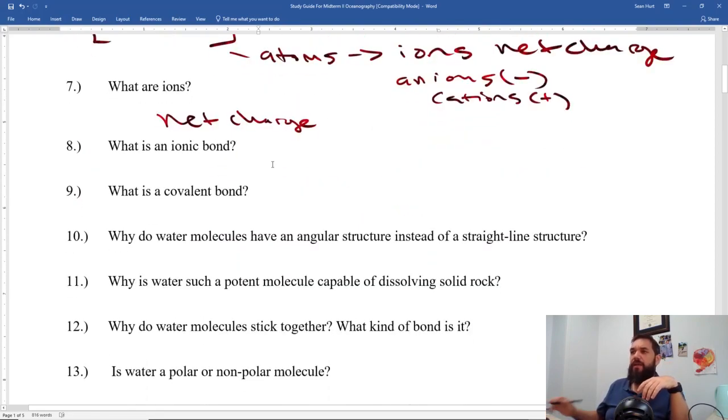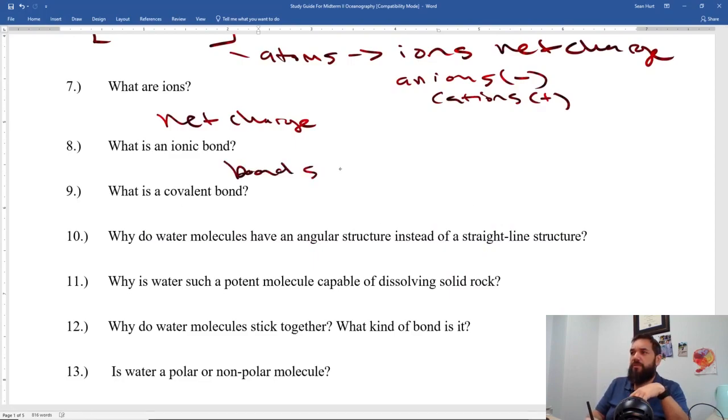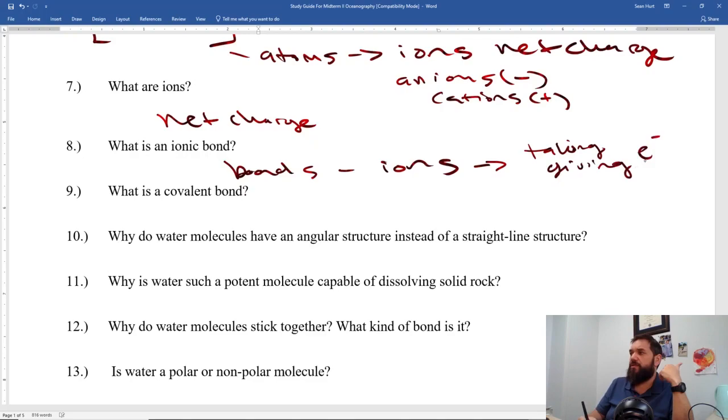Now, ionic bonds are just bonds between ions, right? So they're bonds between ions. Whereas covalent bonds are bonds that involve, and I should say one thing here, this is when basically atoms bond by taking or giving electrons. Okay, so I'll just put an e negative right there. That's the common sign for an electron. So they're either taking electrons or they're giving electrons away. And that's how they balance out and have that full outermost shell, okay?